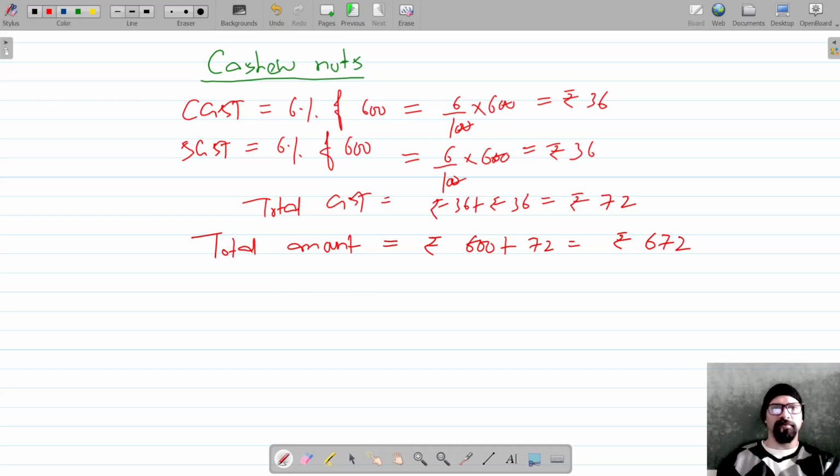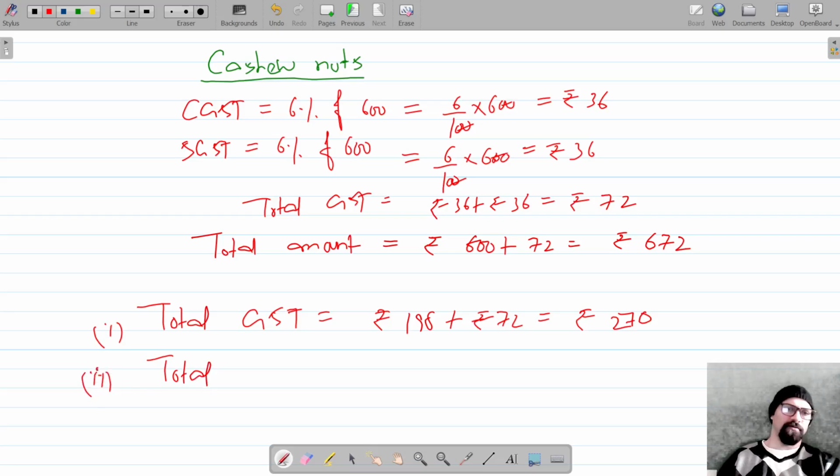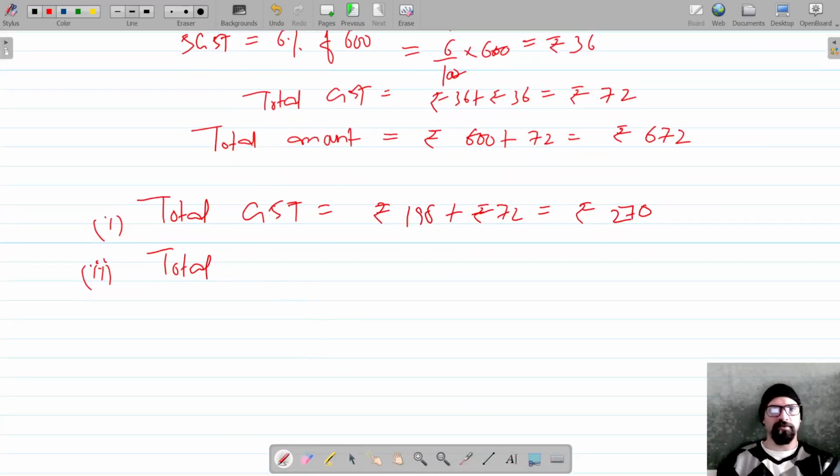Okay, now let's find out the total GST on both the items. So first was the total GST on both the items. On the first item, that is the hair oil, it was rupees 198 and rupees 72 on the cash units, which gives us 270 rupees. And the total amount that Mrs. Arora has to pay is the total amount.